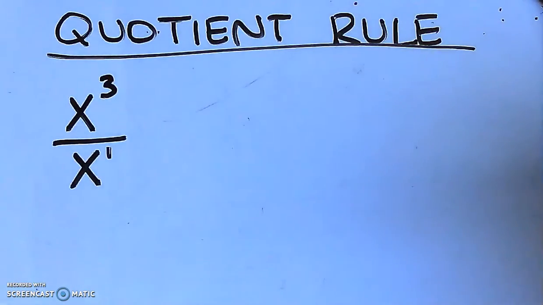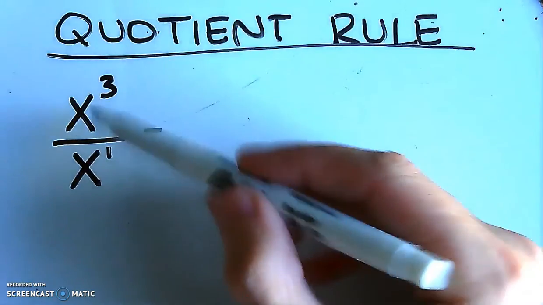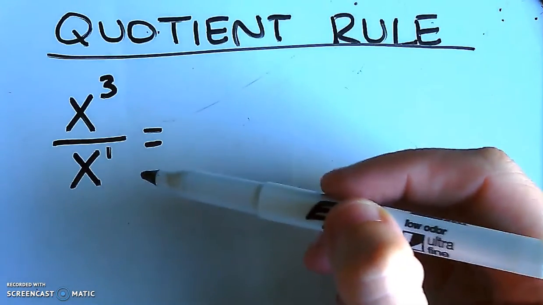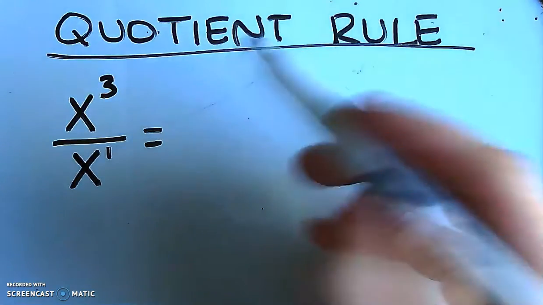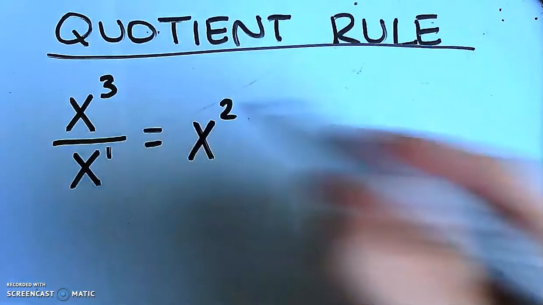And so in this case, when we use our rule, what that means is that with the same base being divided, we subtract the exponents. And since 3 minus 1 is 2, our answer is going to be x squared.